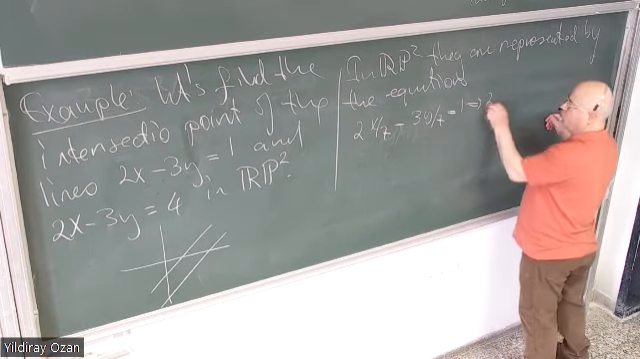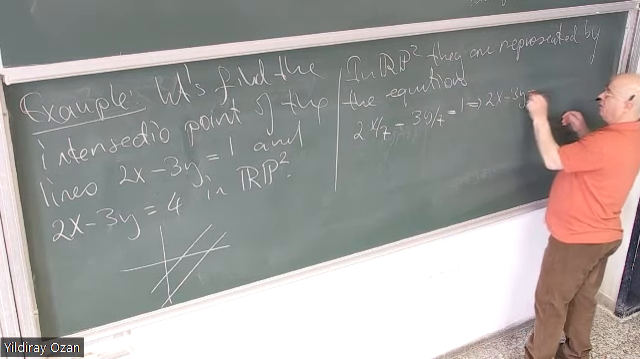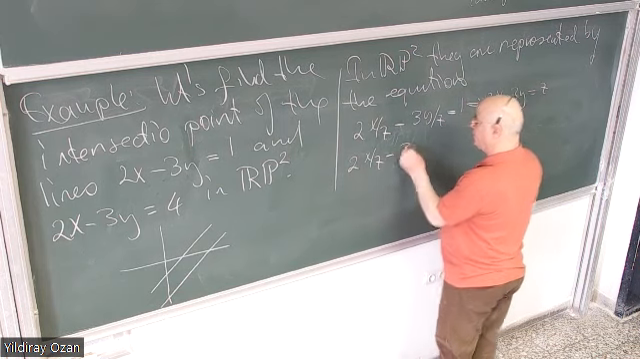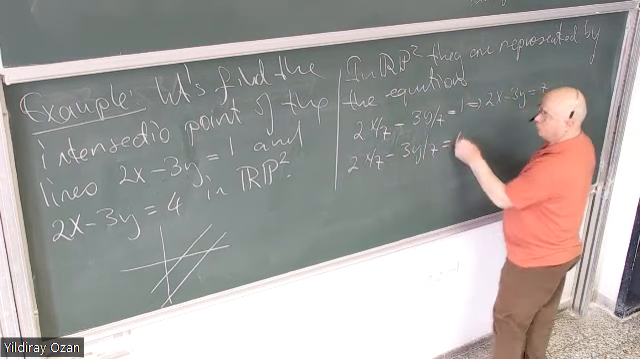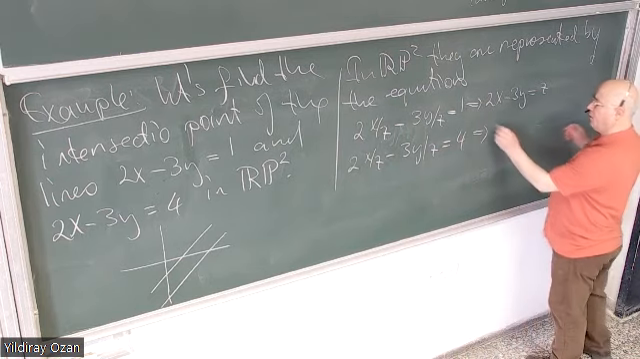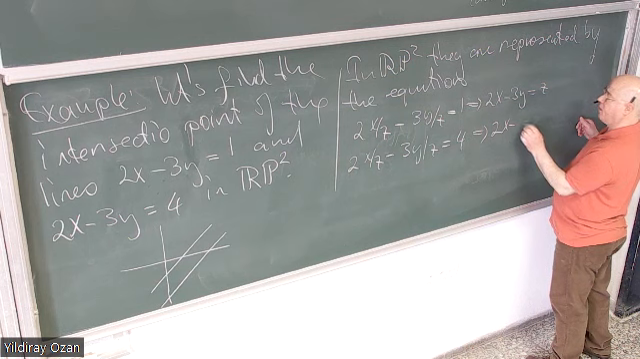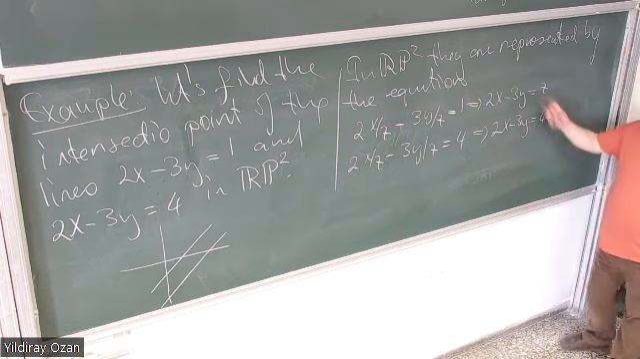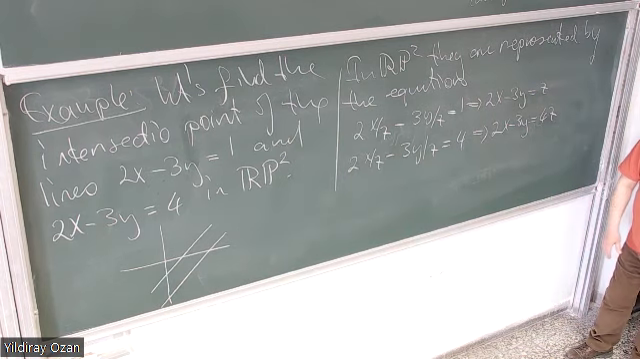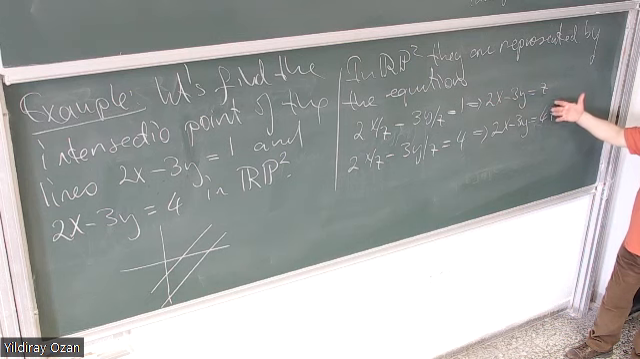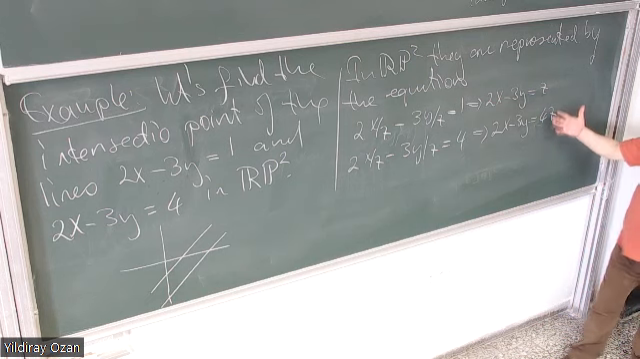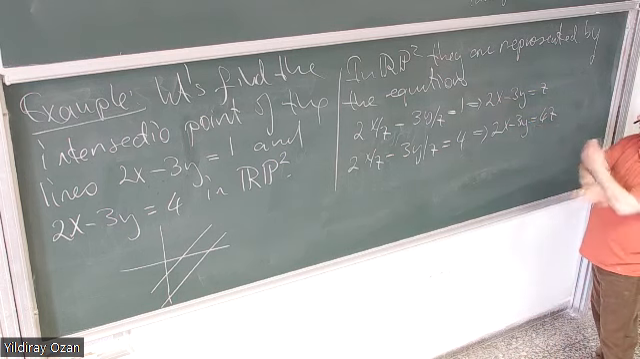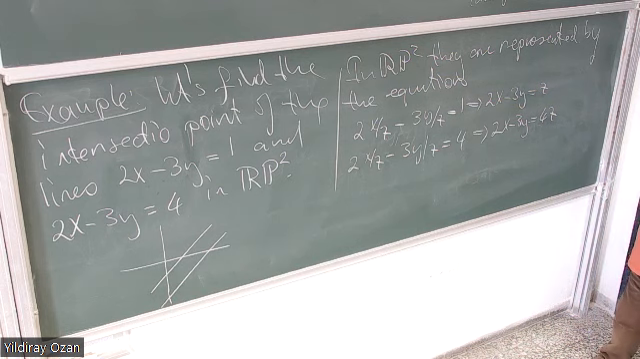And this corresponds to this plane, actually. And this one, 2x over z minus 3y over z equals 4. And this corresponds to what? 2x minus 3y equals 4z. So I have these two planes in R3 or projective lines. How can I find the intersection? Well, we just write down the intersecting line, right? I have these two planes. They intersect. How do we find the intersection point?